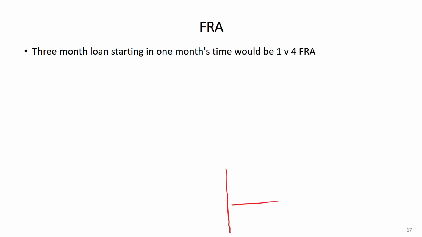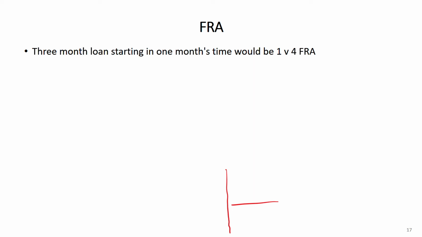It's a 3-month loan. So whenever it's a 3-month loan, just check the difference from the lowest number to the highest number. That means 4 minus 1, the difference is 3. That's how you know the duration. If this was a 6-month loan, it would be 1V7, 7 minus 1, 6. Starting in 1 month's time, that's why it's 1. If it said starting in 2 months' time, it would be 2.